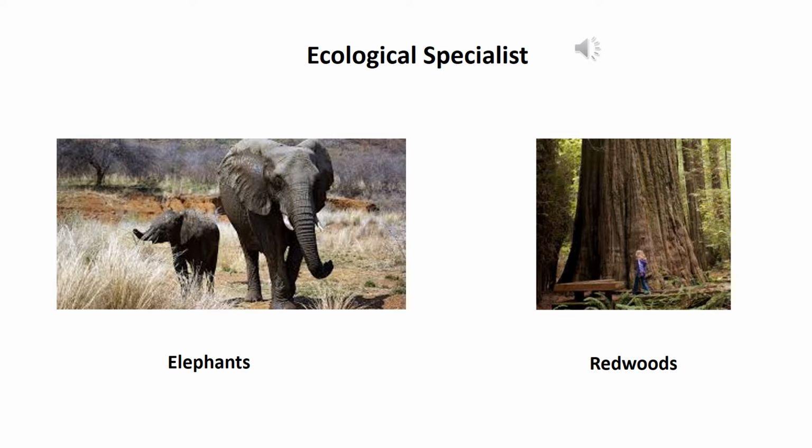Ecological specialists only live within certain areas. Elephants only within the Indian subcontinent as well as Africa. California redwoods, the biggest trees in the world, only grow in Northern California.